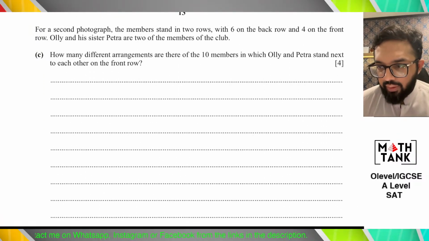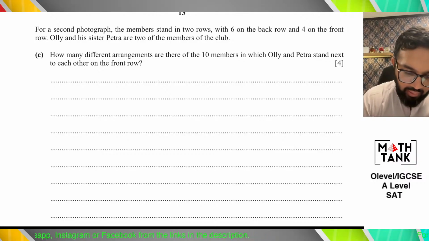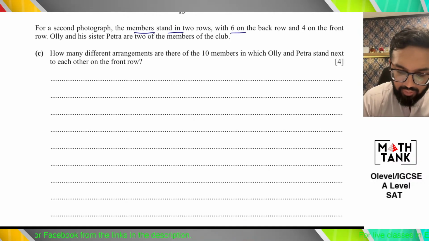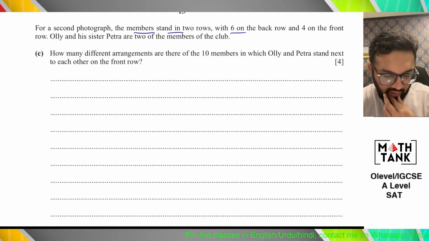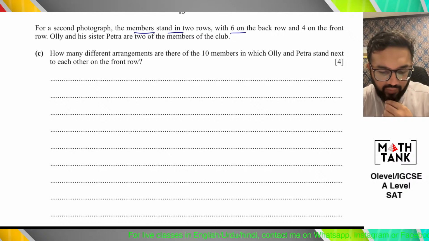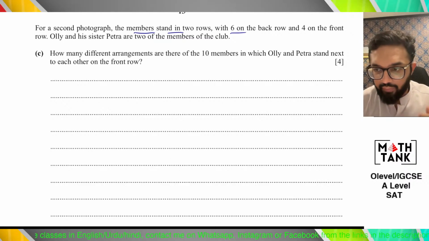Okay, then for a second photograph, the members stand in two rows with 6 on the back row and 4 on the front row. Ollie and his sister Petra are 2 of the members of the club. How many different arrangements are there of the 10 members in which Ollie and Petra stand next to each other in the front row?